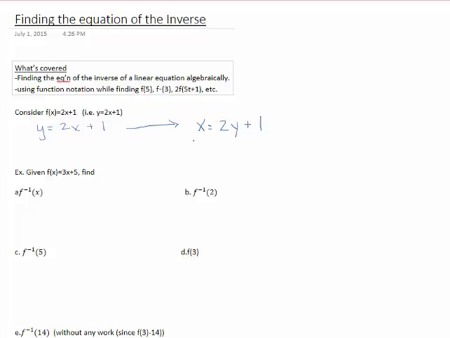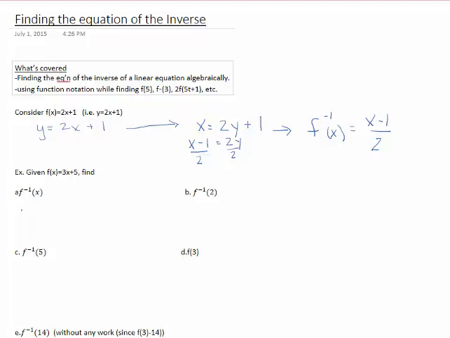Now a little bit of algebra, and the equation is done. x minus 1 equals 2y. Divide both sides by 2, and you have a final inverse equation over here. Remembering that we show it with the negative 1, f inverse equals x minus 1 all over 2. There you go. So let's do it again down here with this equation.